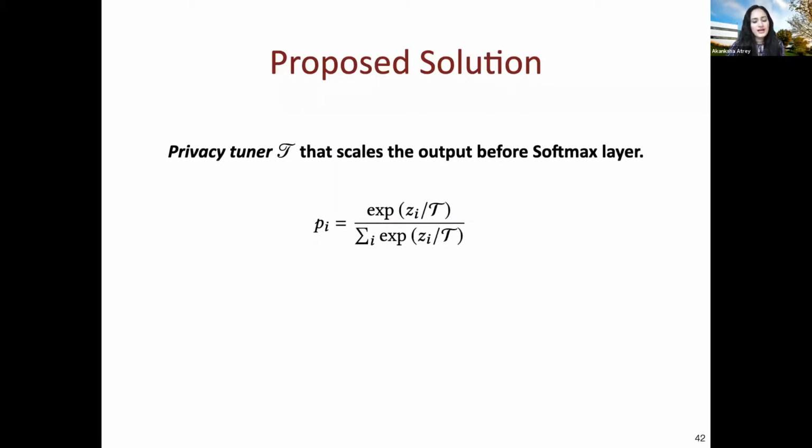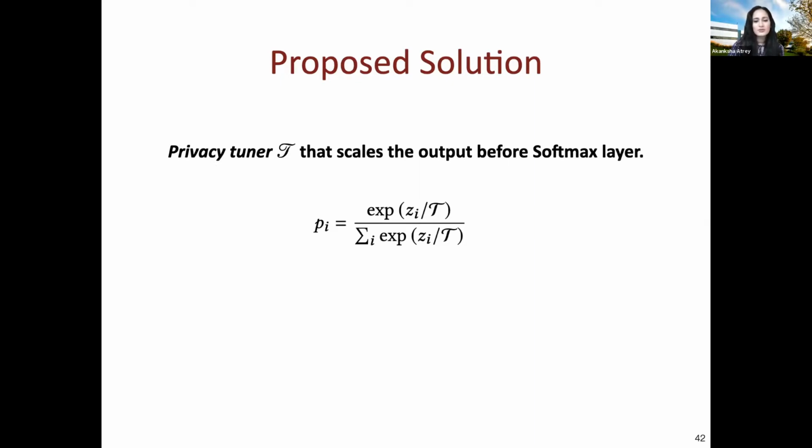So the proposed solution, I'll just quickly go over this because I want to get to the last slide, is that we use a privacy tuner that scales the output before the softmax layer. This type of attack thrives on the fact that the confidence scores are sensitive to each location. Now, if we apply this tuner T, and before applying the softmax layer we divide the logits by this T value, then the confidence scores will be highly insensitive with respect to the output. Note this is very similar to the notion of temperature in deep learning, which is often used to control the randomness of predictions.